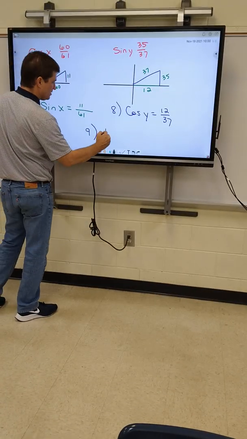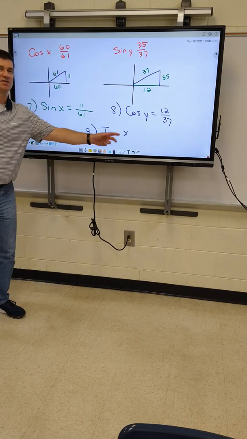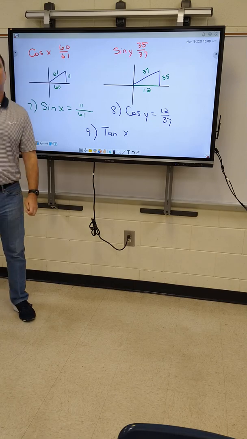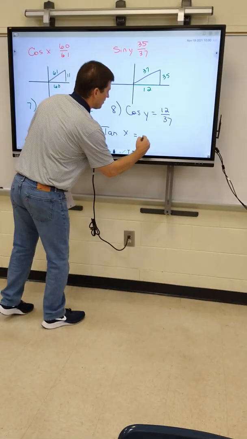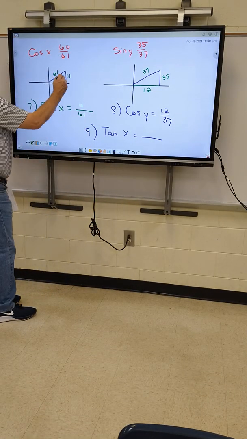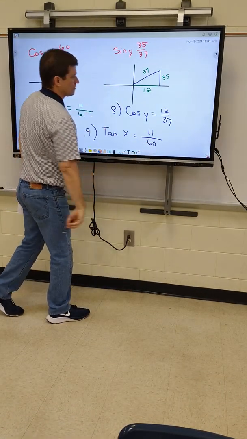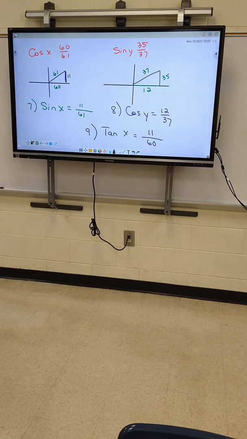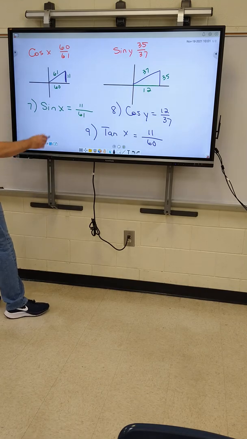9 says tangent of x. Skylar, which triangle do I look at if it says tangent of x? Good. What's the formula for tangent? So what's my fraction going to be for my answer if it's y over x? Y is up and down, so it's 11 over 60. All right, everybody should be good on 7, 8, 9. That's it. It's just a fraction. All right, I'm going to erase these 3 answers.